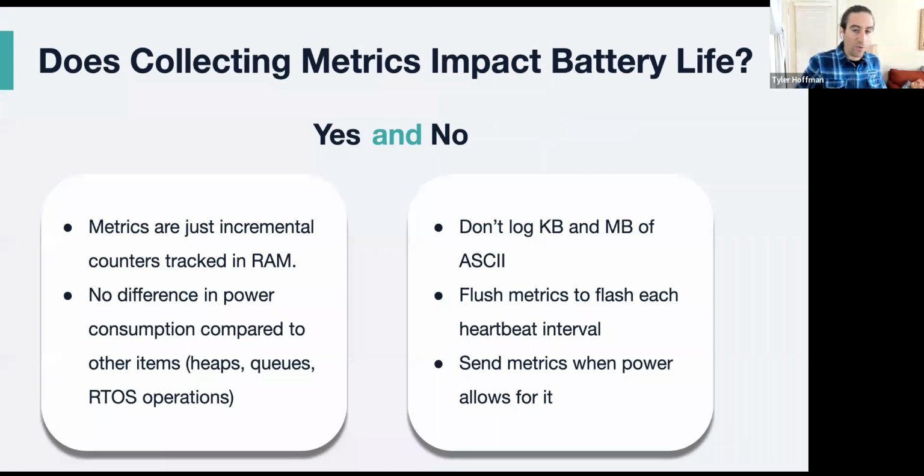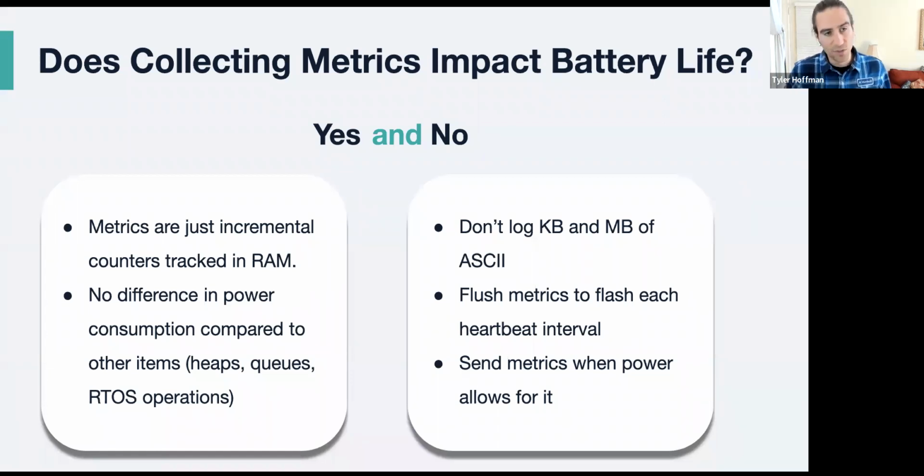One question we got before this talk that I wanted to address pretty heavily was, does collecting metrics impact battery life? You know, does it negatively impact? It probably doesn't positively impact, but does it negatively impact? My answer is both yes and no, but primarily no.